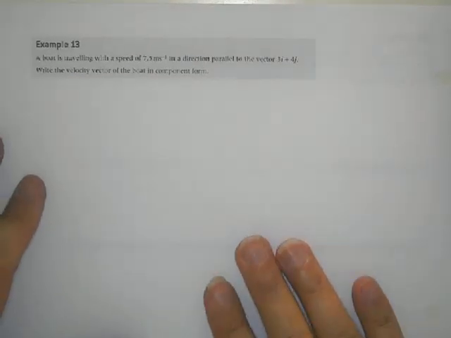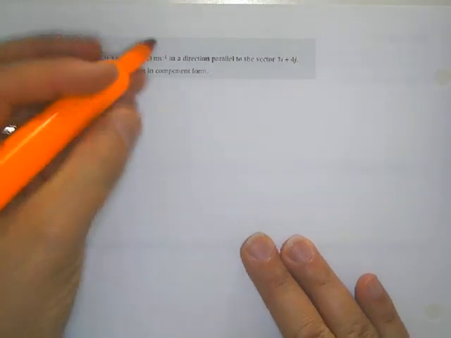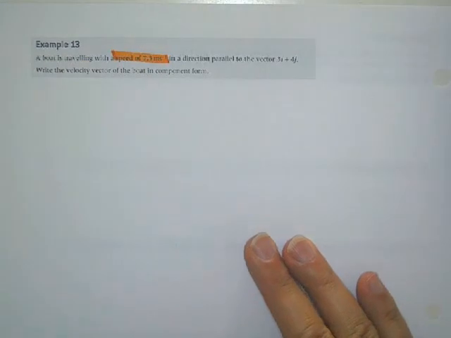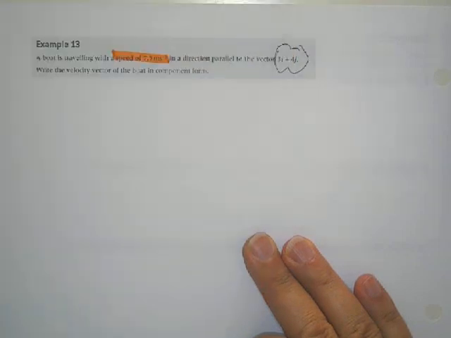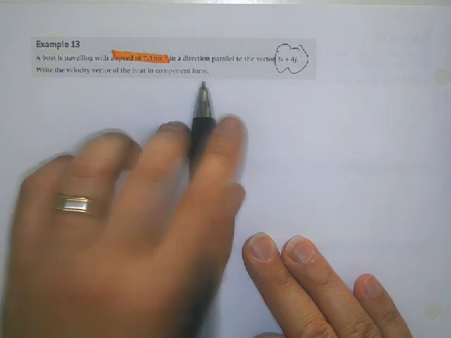Okay, example 13. It's a long video. Okay. So, example 13. A boat is traveling with this speed, and in the direction of this. Okay, write down the velocity vector of the boat in component form.